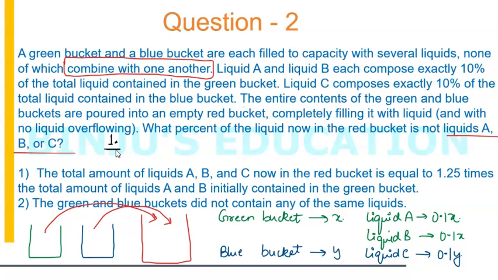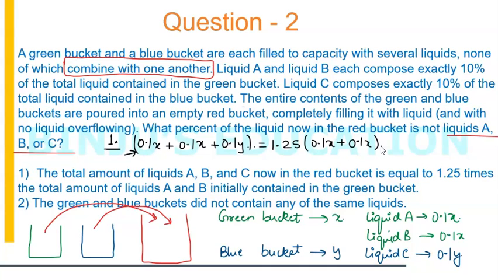Now, what students usually do at this point, once they read this statement, is say that the amount of liquids A, B and C in the red bucket is 0.1x plus 0.1x plus 0.1y. This is the amount in the red bucket. This is equal to 1.25 times the total amount of liquid A and B initially contained in the green bucket, which is equal to 0.1x plus 0.1x, sorry, my bad, not y, it's again x.